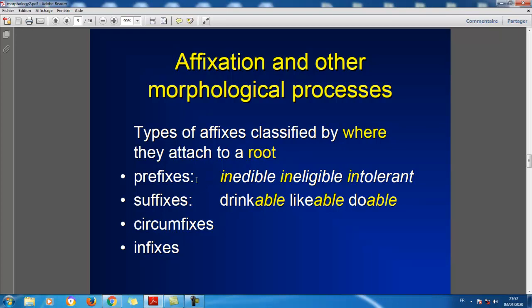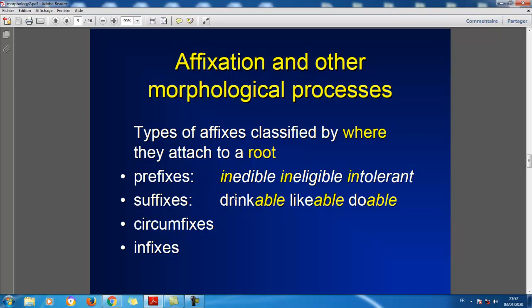If they are used at the beginning of the word or the root, they are called prefixes. For example, in inedible, in ineligible, in intolerant. This in here, used at the beginning of these roots, is called a prefix. First of all, it is an affix, and in particular, it is a prefix.